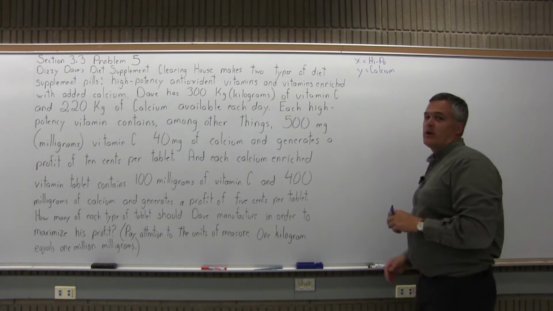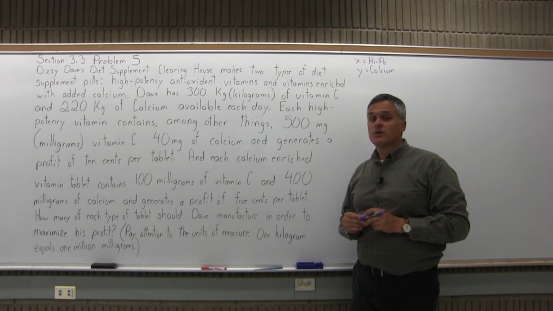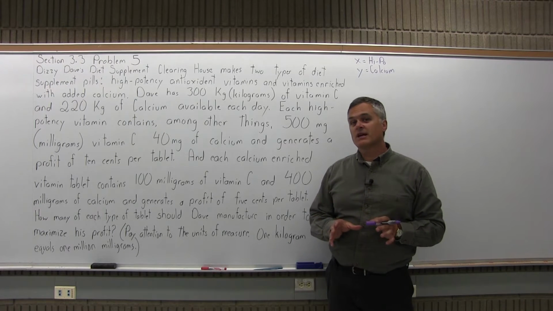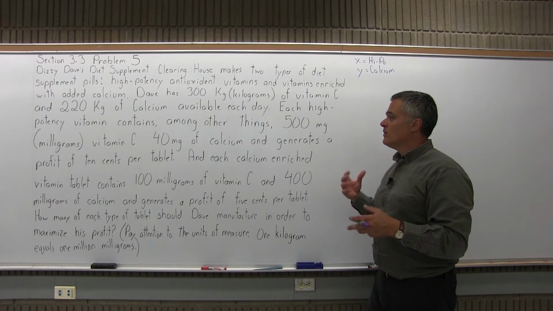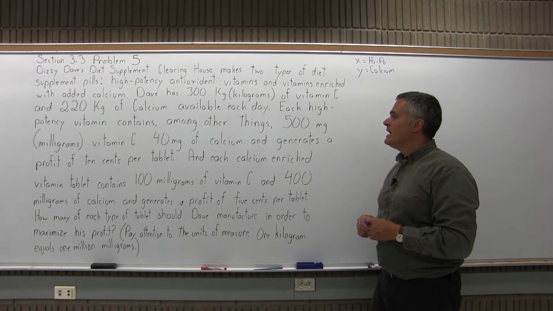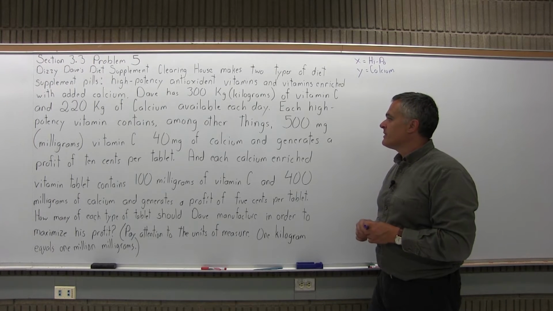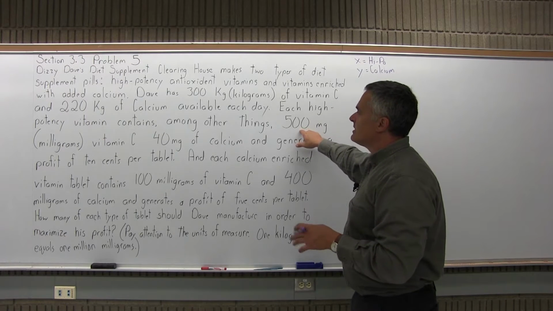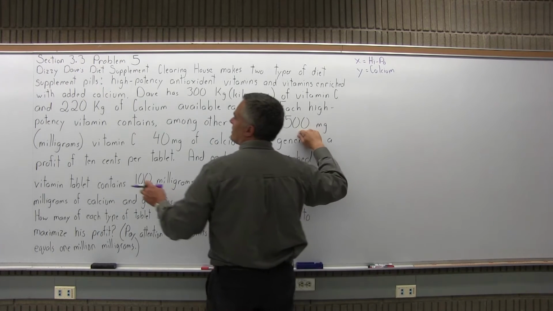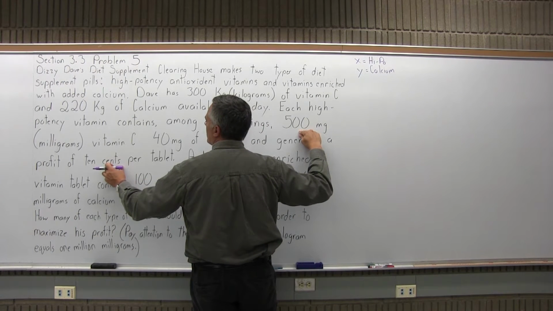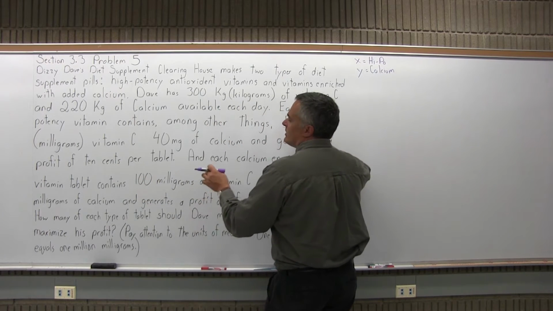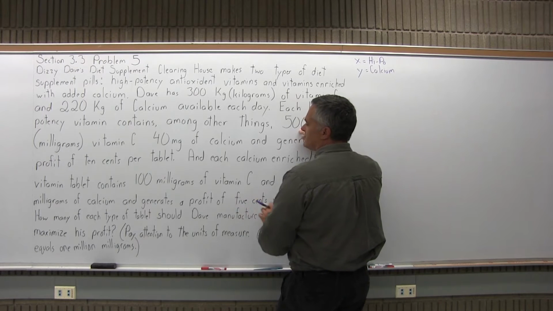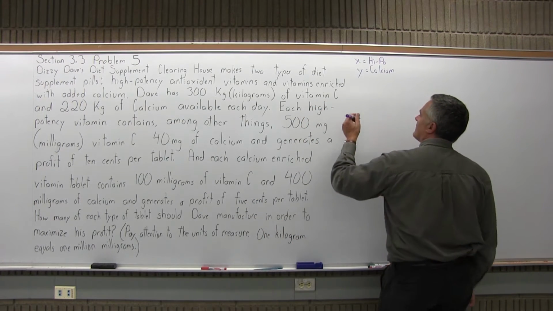Step 2, write out your objective function. Look for information that's usually about profit, usually near the end of the problem. So this one does mention profit, but it's not exactly at the end. They kind of mix the profit in with each one as they're describing it. So as I read through the problem, it mentions that each high-potency vitamin contains a few things and generates a profit of 10 cents per tablet. And then the other type of vitamin, it tells you what it contains, and generates a profit of 5 cents per tablet. So that's what we want to maximize.